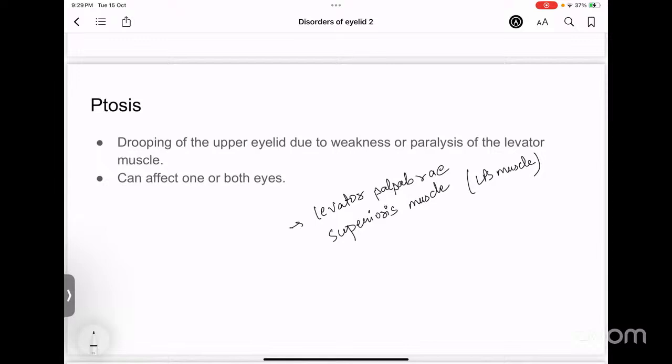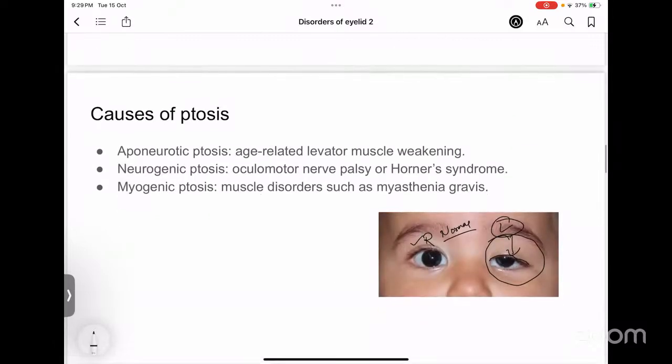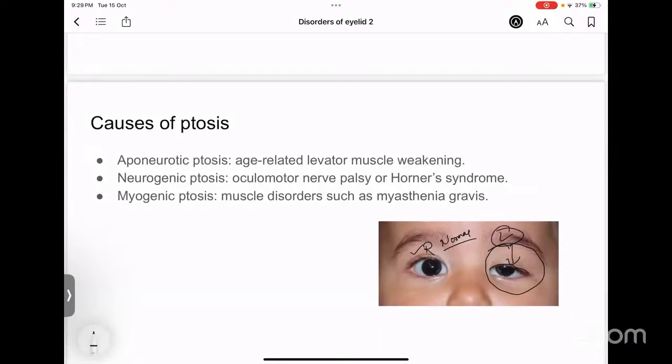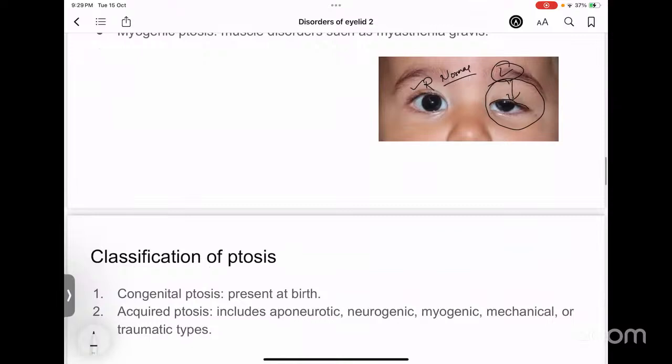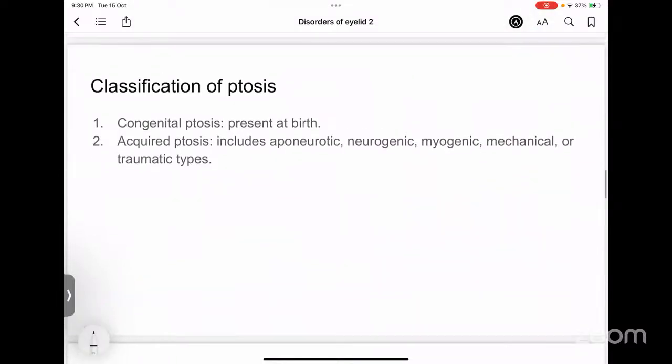The definition of ptosis is drooping of the upper eyelid due to the weakness or paralysis of the levator muscle. It can affect one or both the eyes. Now, what are the causes of ptosis? The causes of ptosis are according to the types of ptosis. We'll discuss the classification. Let us first discuss the classification of ptosis.